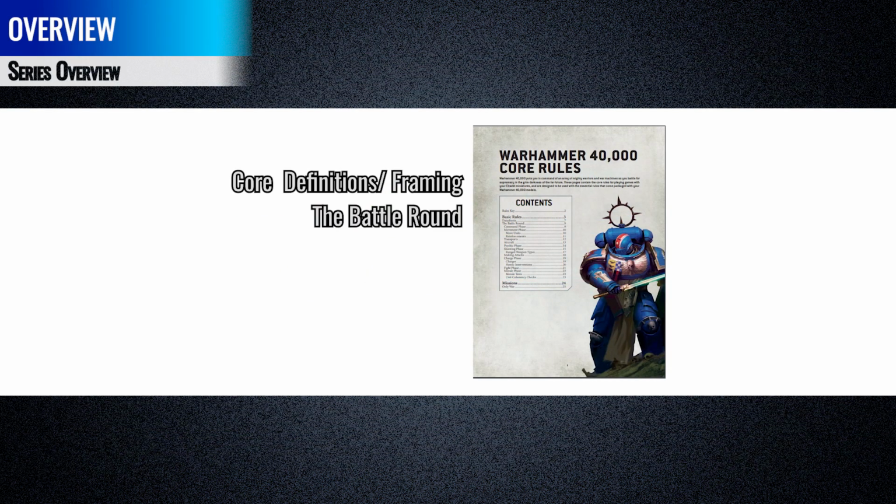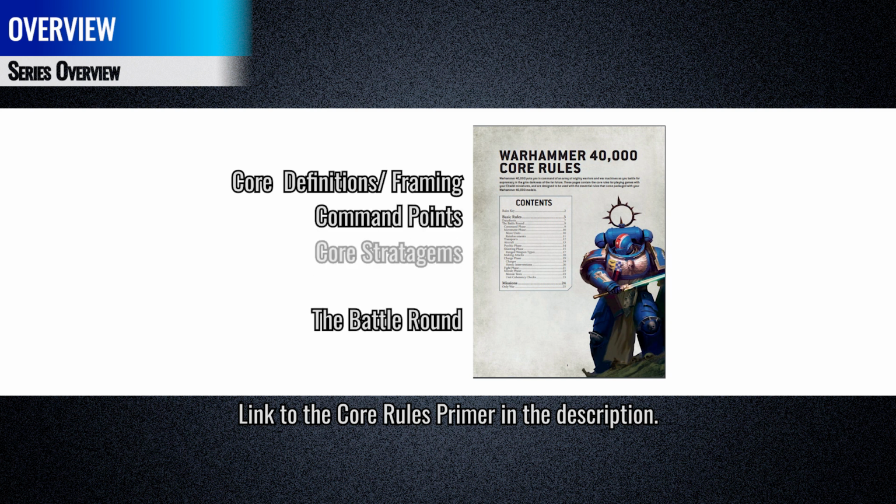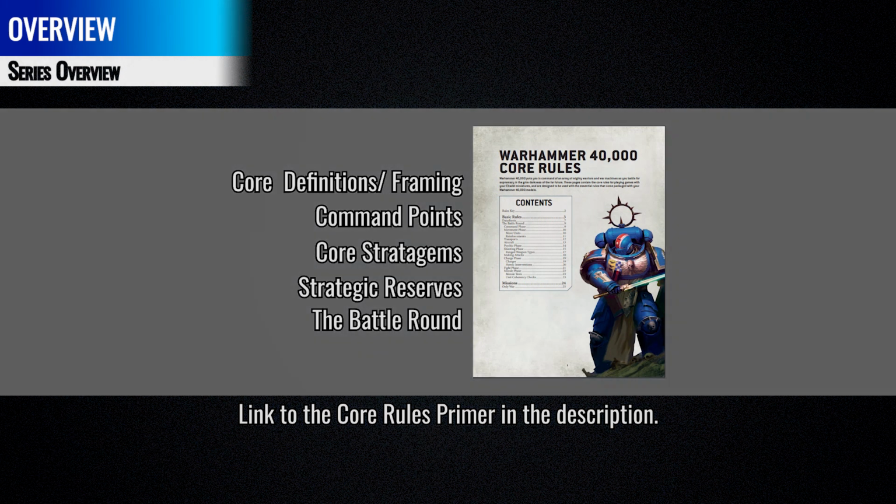In this series, we are going to cover the core rules primer with visual aids to teach you how to play Warhammer 40k 9th edition. However, there will be a few areas covered beyond the primer, mainly because I feel these are fundamental pieces of the game's design. And since this is a how-to-play video, it feels illogical not to include them. These include command points, the 7 core stratagems, and strategic reserves.